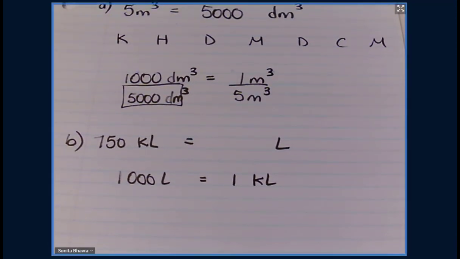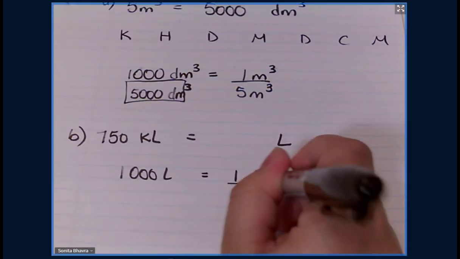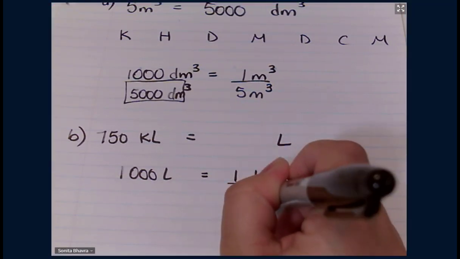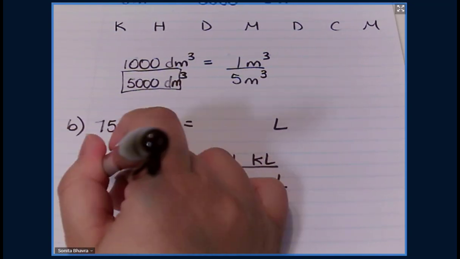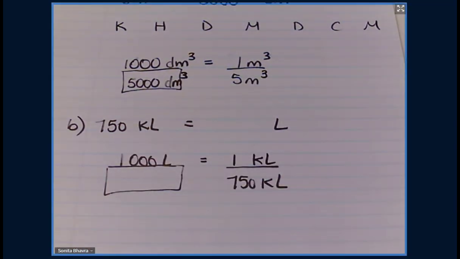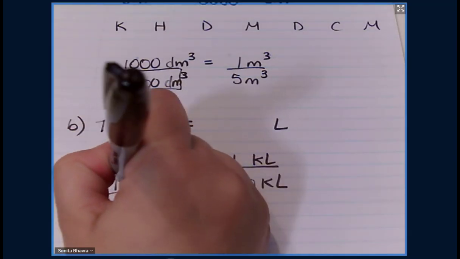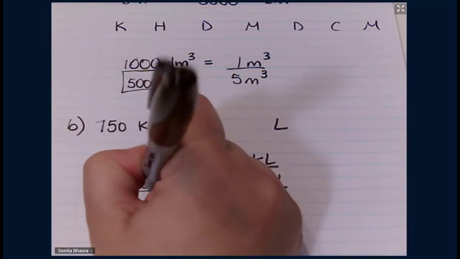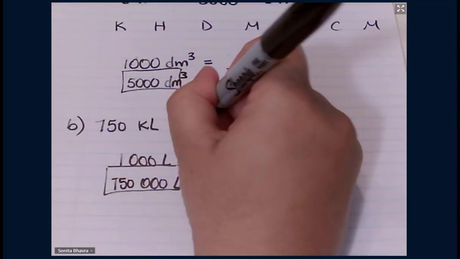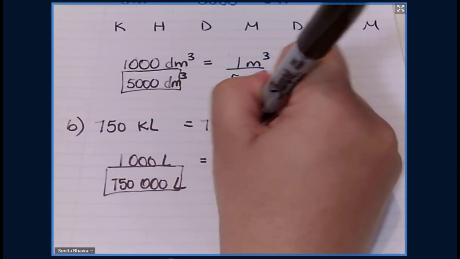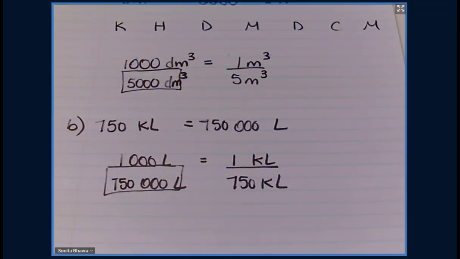We are given 750 kiloliters in our question, and we need to solve for liters. With this question, again, it would be 1,000 times 750 divided by 1. That gives me 750,000 liters. So 750,000 liters.